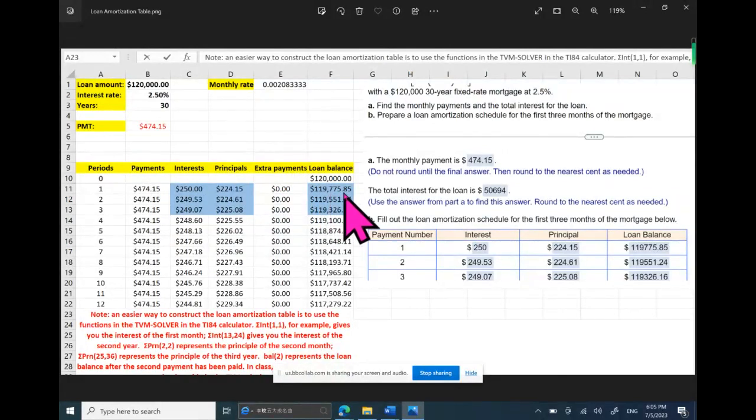Okay, can you say that one more time? You said on the interest, we multiply what by the monthly rate?